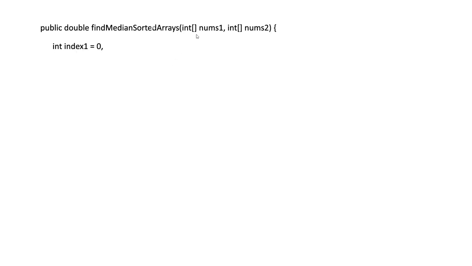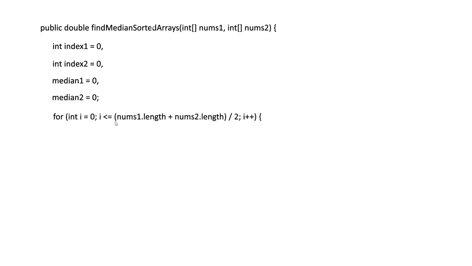Index 1 will be the pointer for nums1, and index 2 will be the pointer for nums2. Then we'll have median 1, which will be the median of nums1, and median 2, which is the median of nums2. The first thing we're going to do is loop through (nums1 length plus nums2 length) divided by 2. We don't need to go through the whole array of 1 and 2. We just need to go through half, because it's never going to be one of the larger numbers.